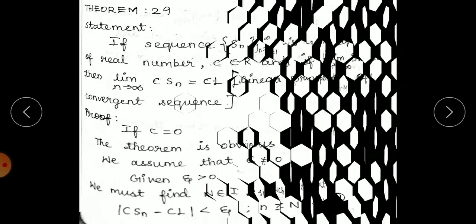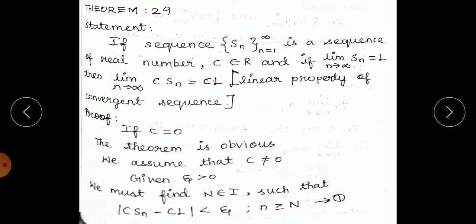Next theorem. If Sn is a sequence of real numbers and C belongs to R, and if the limit of Sn equals L, then the limit of C into Sn equals C into L. So if you are multiplying the sequence by C, the limit is also multiplied by C. This is the linear property of convergent sequences. In the examination they may ask the question as: state and prove the linear property of convergent sequences. So you should write the statement and then go on to the proof.